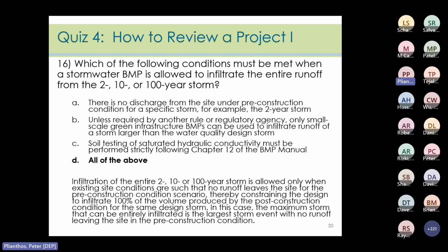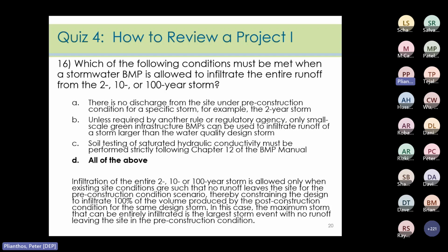The maximum storm that can be entirely infiltrated is the largest storm event with no runoff leaving the site in the pre-construction condition. For example, if there's no runoff for the pre-construction 10-year storm, but there is for the 100-year storm, then for the post-construction condition, the maximum design storm that can be fully infiltrated is the 10-year storm.